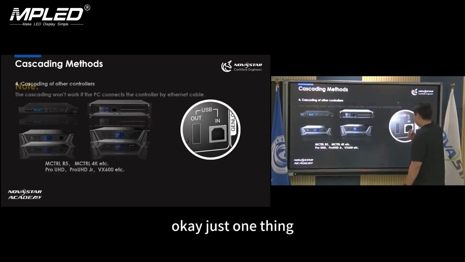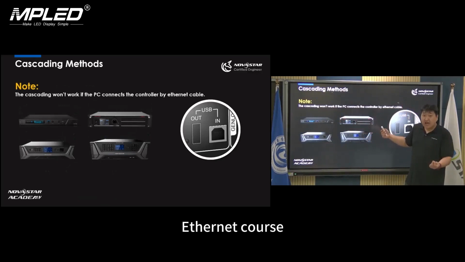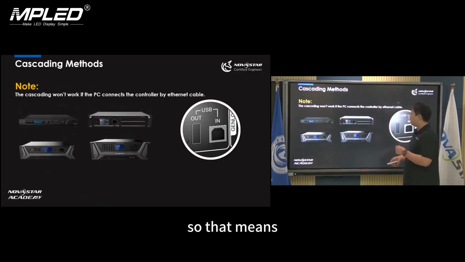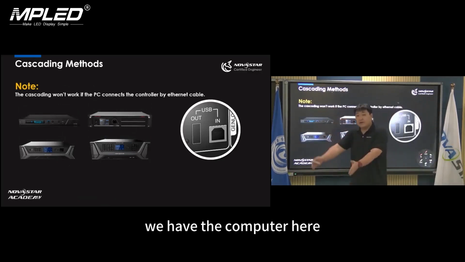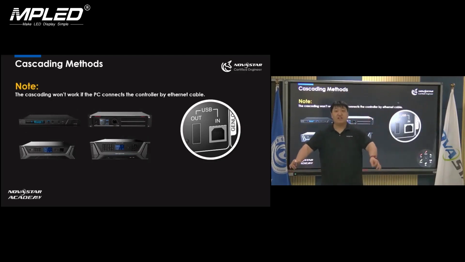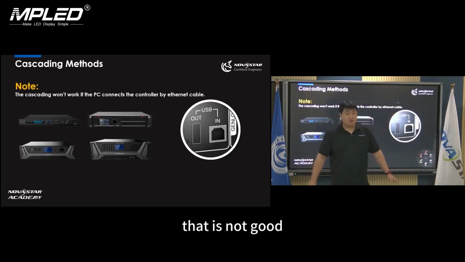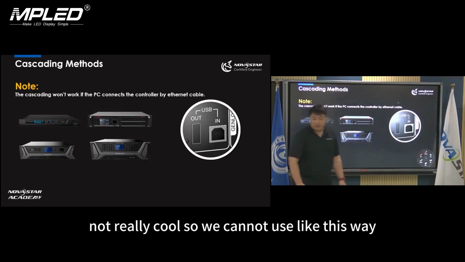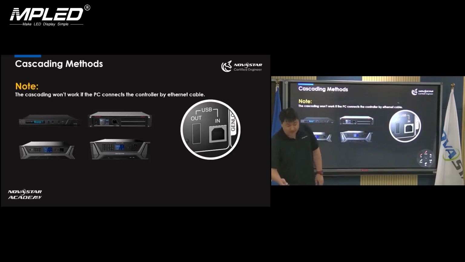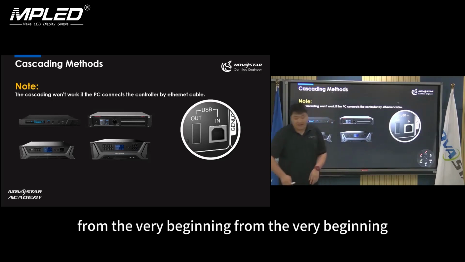Okay, just one thing. Cascading won't work if the PC connects with the Ethernet port. That means we have the computer here and the device here. We use an Ethernet cable to give the control command, and you use a USB cable to cascade-connect the devices. That is not good, so we cannot use it this way. We have to use USB from the very beginning.